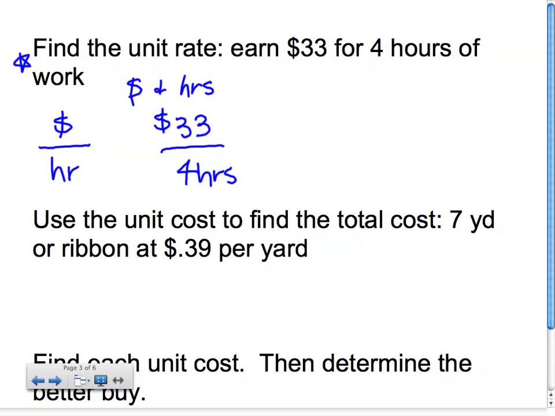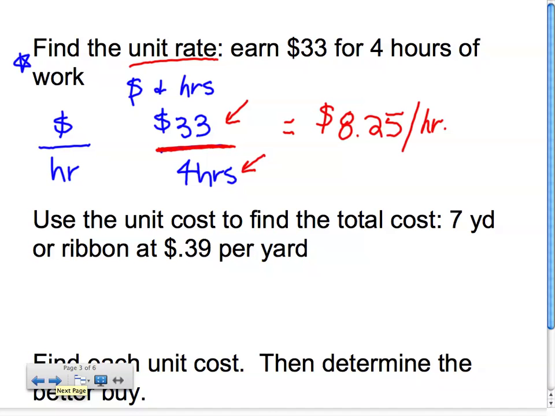If you look at this, we have this bar here. That fraction bar also means division bar. So we're simply going to take $33 divided by 4 hours. In doing so, we end up with $8.25 per hour. That would be our unit rate.